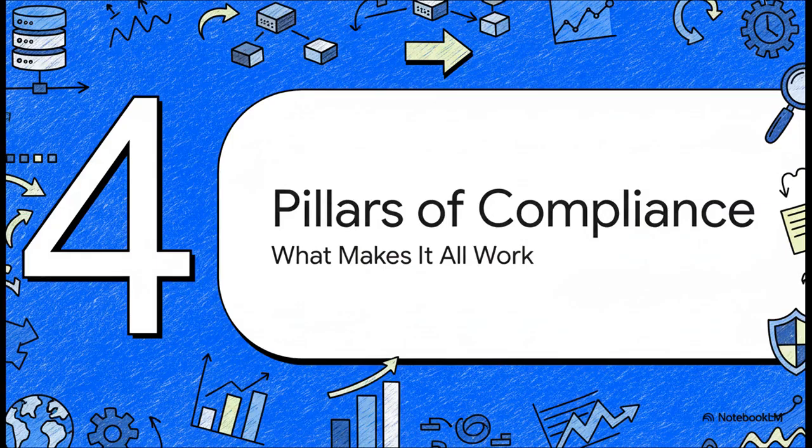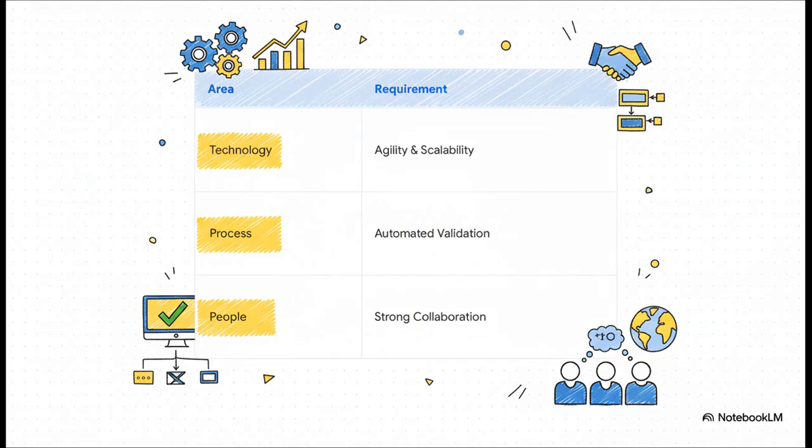All right, so that brings us to our final section. With all this complexity and all these high stakes, what does it actually take to pull this off successfully? Well, it really all comes down to three essential pillars. And here they are. First, you've got the technology, those agile, scalable systems we just talked about. Second, the process. You need automated checks to find errors before the report goes out the door. And third, you have the people. You need your tech, compliance, and operations teams all working together seamlessly. You can't have one without the others. They all have to be in perfect sync.